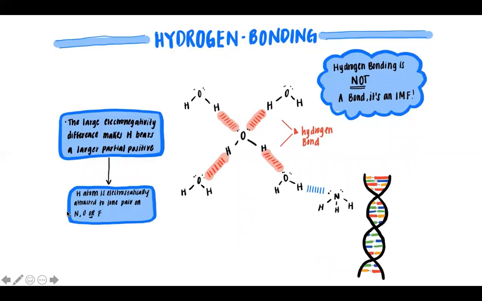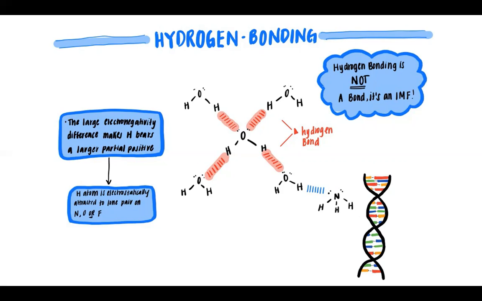Now, hydrogen bonding can be difficult to understand, but is very simple to identify once you understand the requirements. Again, hydrogen bonding is just an interaction. It is not a bond. It is the strongest IMF out of the three, and that is because hydrogen bonding involves atoms that are very electronegative, so they will cause a larger difference in polarization, giving greater partial charges.